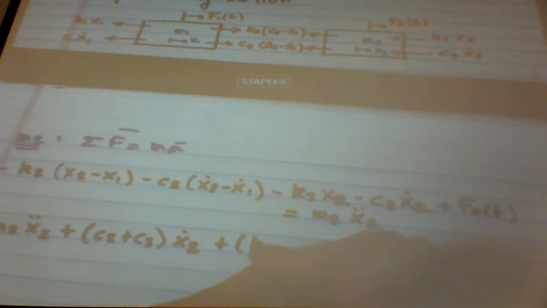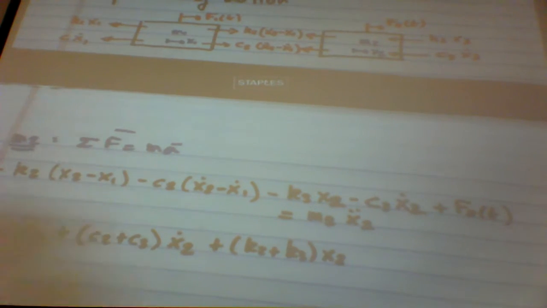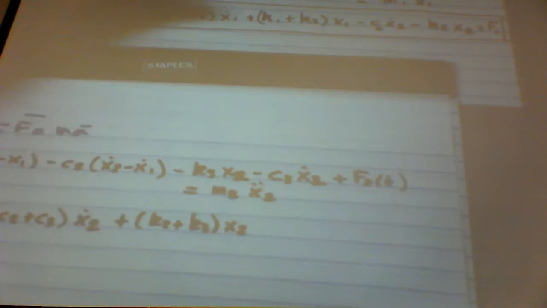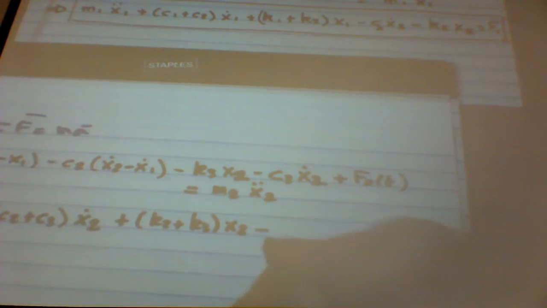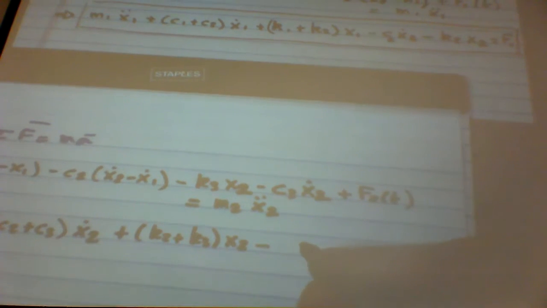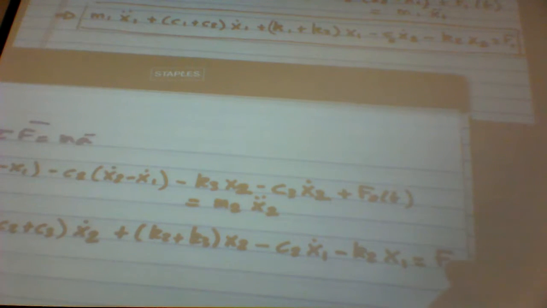Plus K2 plus K3 X2, and then, similar to the one before, we should have a minus what? Minus C2 X dot 1, and minus K2 X1, equals F2 of T.